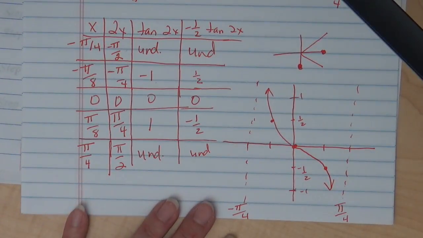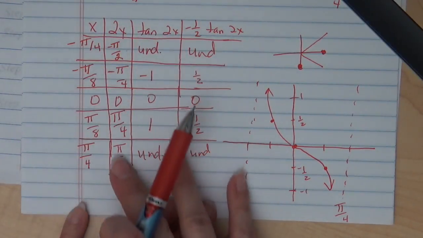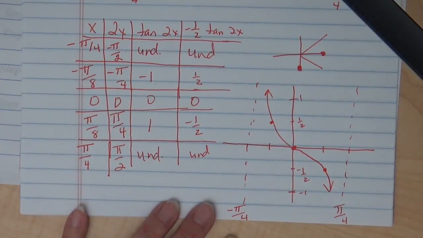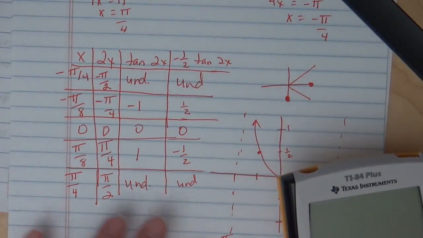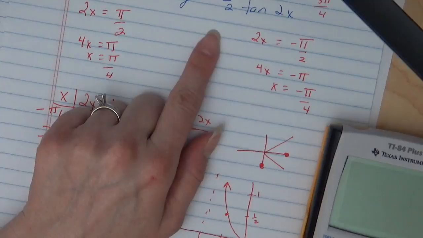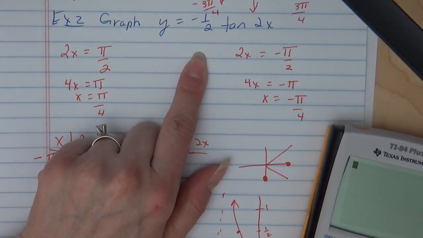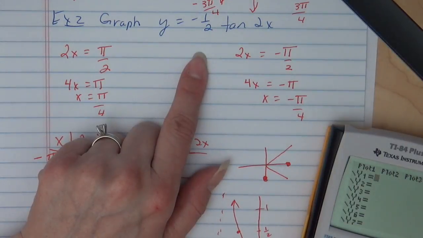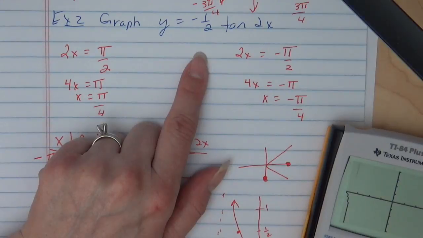Now, how much of this can you let the calculator do? I would encourage you to do your table, but the calculator will help you as well. So let's look at how much of this we can get from just looking at the calculator. If I type in, our problem this time was y equals negative 1/2 times tan of 2x, and graphing that.